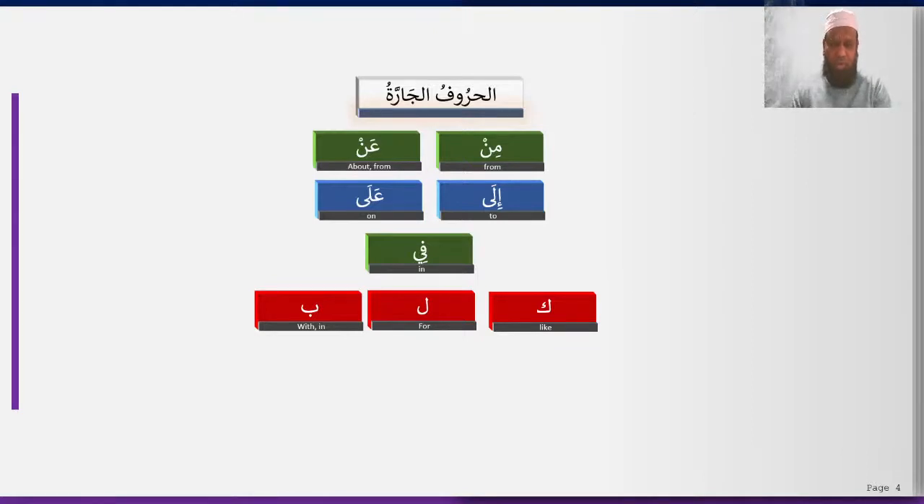So min, an, ila, ala, fi, kaf, lam, ba. These are the most used huruf al-jarra. And the remaining we can add: ta, waw, mudh, mundhu, rubba, and hatta.